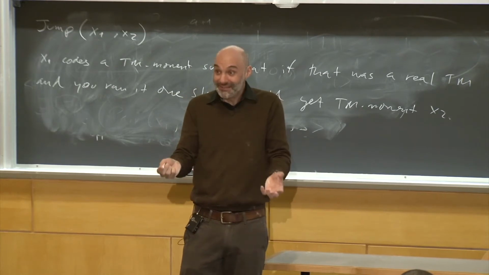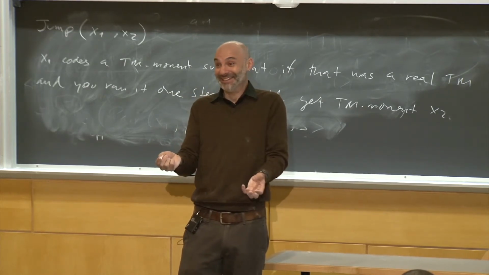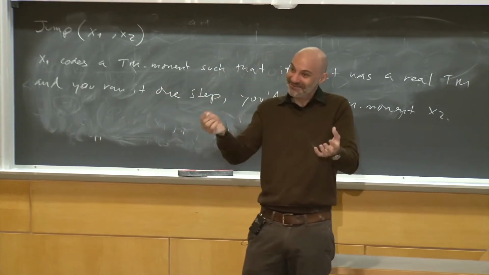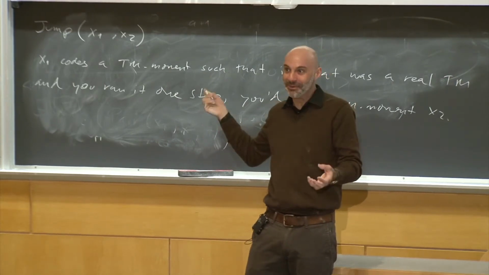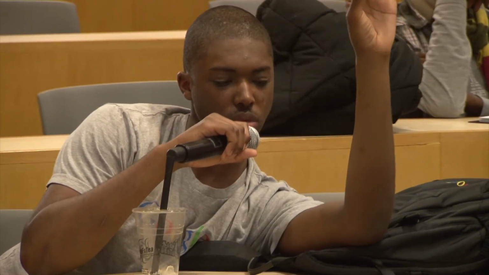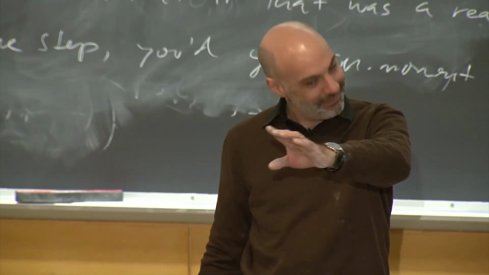OK, so now we can define the halting function. In fact, can anyone say how to define the halting function using jump? So something like, you give a Turing machine moment, and then you say this thing halts if after applying jump a finite number of times it halts, but then I have to know what it means to halt, and I don't know what that is. OK, no. That's the idea.